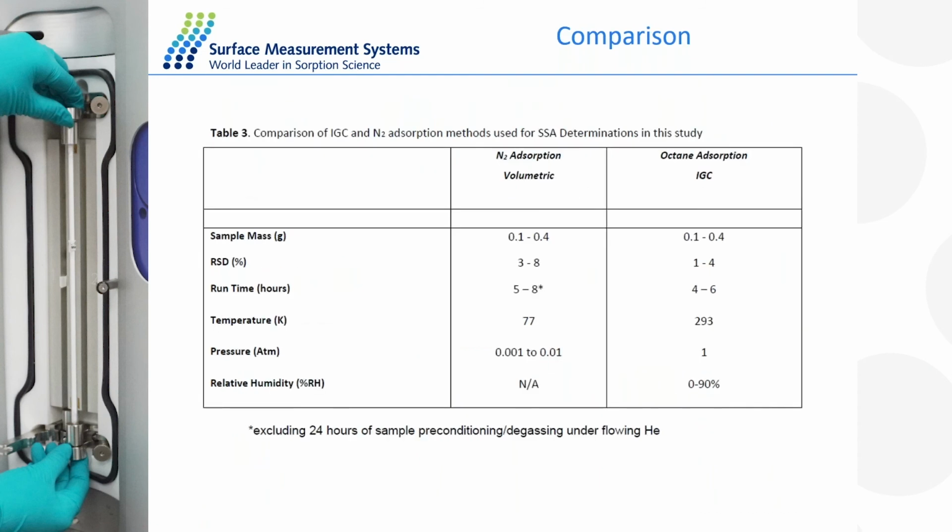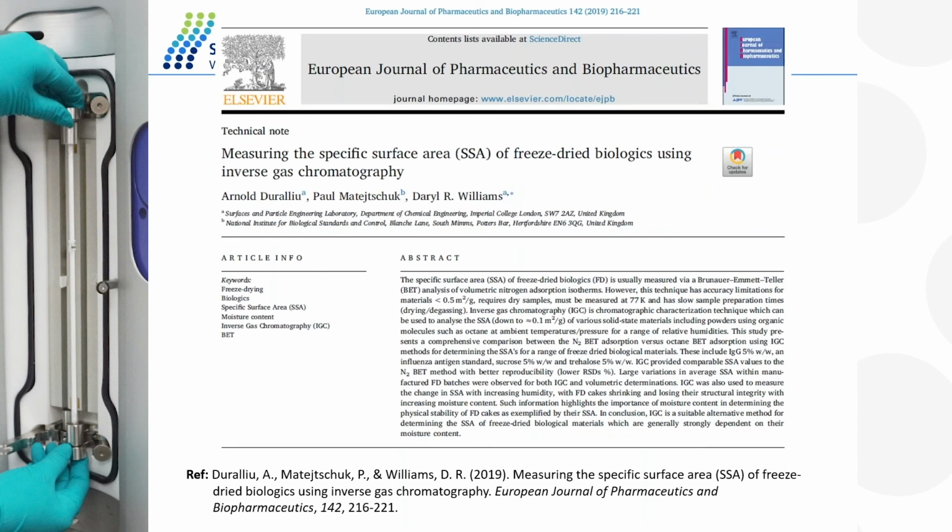And here's the summary between the two methods as well. The advantage of IGC measurement is that it runs at ambient temperature and pressure. This is very important in this case for the freeze-dried material, to avoid any change in the structure during the BET surface measurement. It also allows us to study the effect of moisture on the stability of this freeze-dried sample as well. And this is the reference paper for this study.